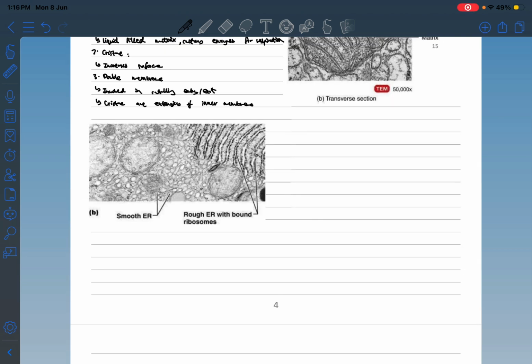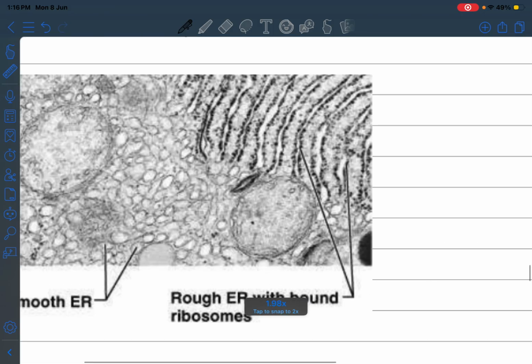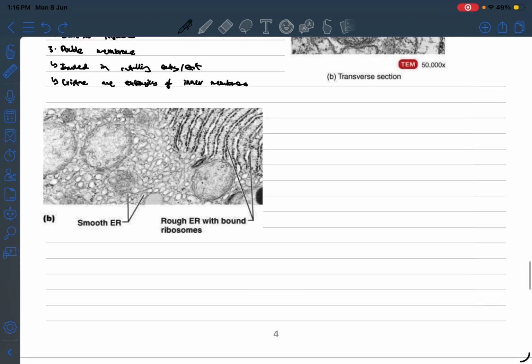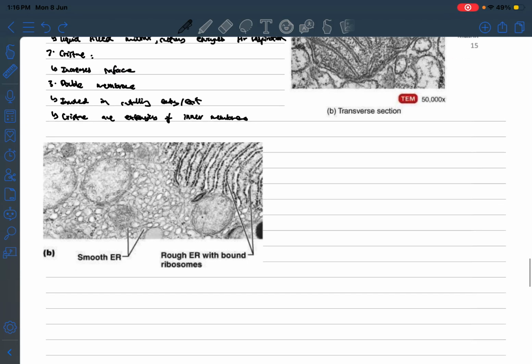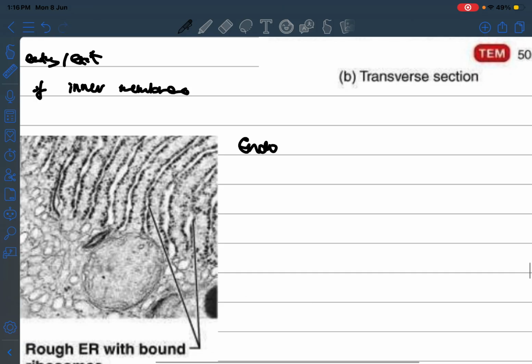Alright, so next are the endoplasmic reticulum. There's two variants. There's the smooth and the rough. Rough is obviously these ones over here, and then the smooth ones over there. So let's just get into a little bit about their functions, and we'll also talk about the ribosomes in this section because they're actually pretty closely linked. But firstly, let's title this as endoplasmic reticulum.